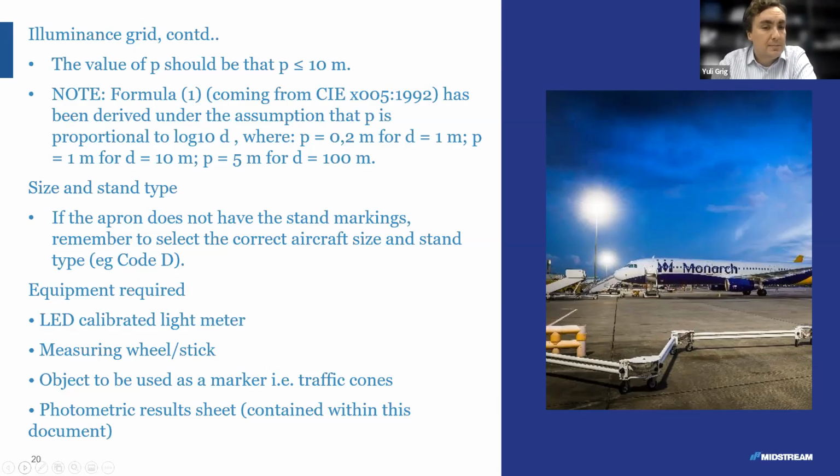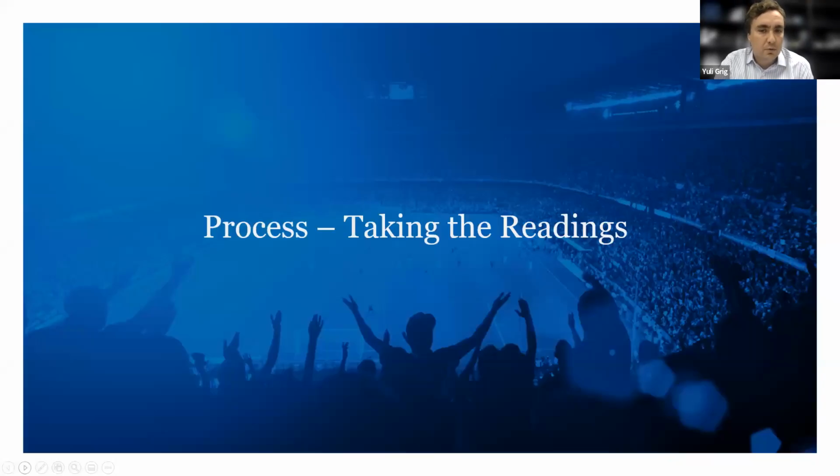So we'll need a calibrated light meter, an LED calibrated light meter if you're using LED lighting. You'll need a measuring wheel or a measuring stick to mark out the points. Ideally, we have objects to be used as markers, for example, traffic cones. But some people use temporary spray paint, and some people use chalk to mark out the points. It doesn't matter. The point is that you have to mark out your points as you move along to take the readings. And you should have a photometric results sheet, one that can be sent at the end of the presentation, which you will use to fill out the information and keep safe before it's transferred to an Excel spreadsheet.